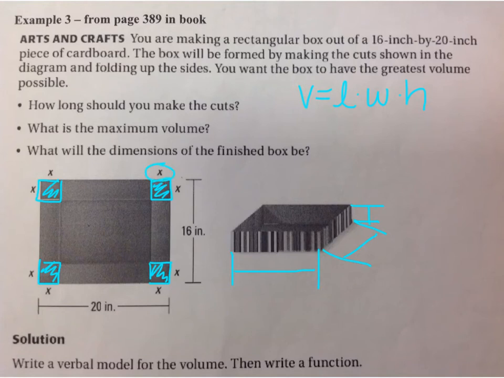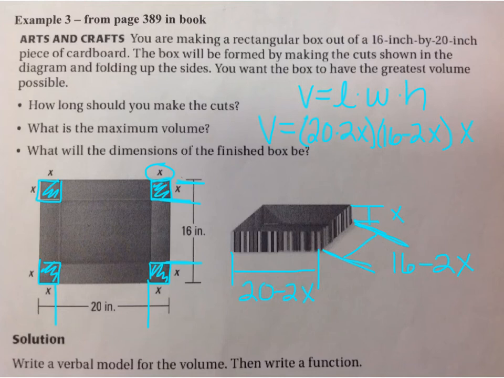Because if we're cutting x, that's x. I know that this width here was 16 inches, but then I cut away x and I cut away another x. So it's 16 minus 2x. And then this length here was 20, but I took away x and I took away another x, so 20 minus 2x. So my volume, V, we don't know what it is yet, is my length, 20 minus 2x, times my width, 16 minus 2x, times my height, x.